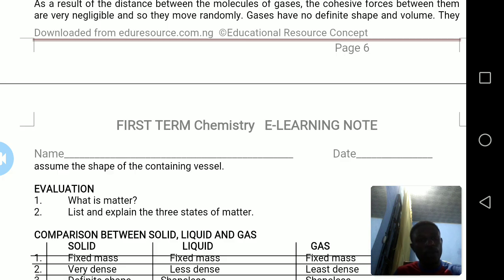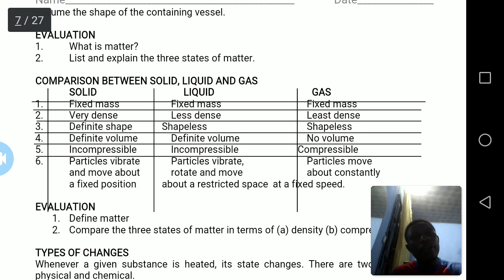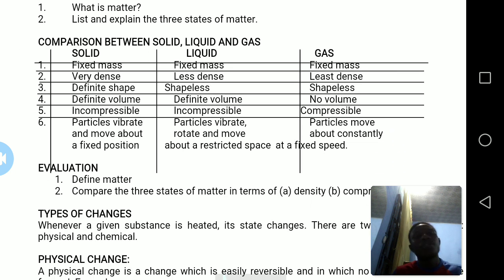Okay, let's move further. If we move to the next page, in the next note, you see a comparison between solid, liquid, and gas. The differences between the solid state of matter, liquid state of matter, and gaseous state of matter. You may be asked this question in an exam: what is the major difference between liquid, solid, and gaseous state of matter? What is the difference between them? And the difference is very simple.